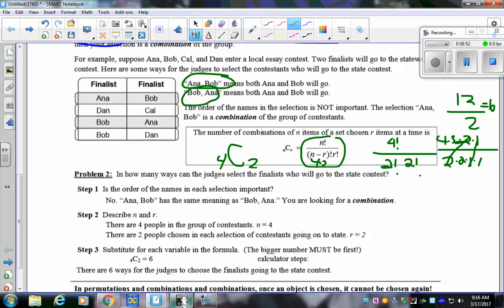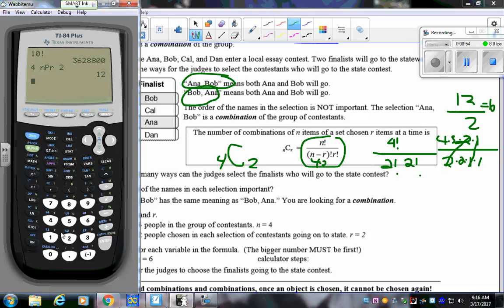Okay, once again, you don't have to do that by hand. We can go to our calculator, type in the 4, how many items I'm choosing from, go back to math, but this time choose the option that has the C in it. So option number 3, and put 2, and I should get 6.